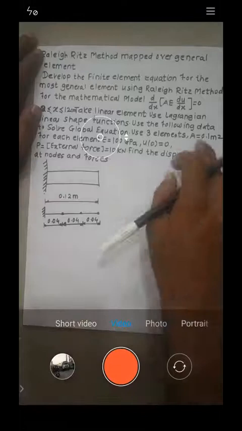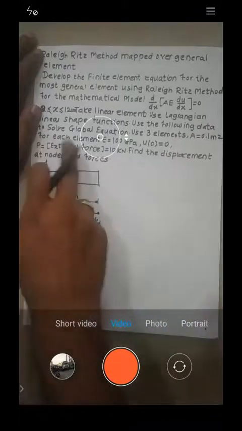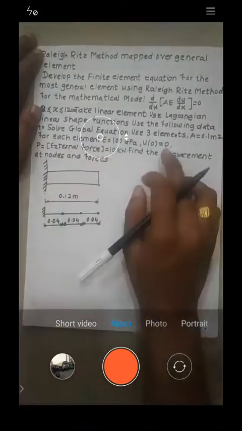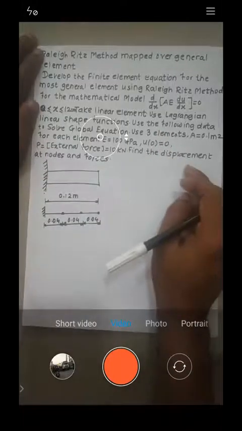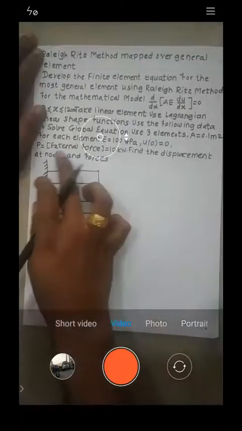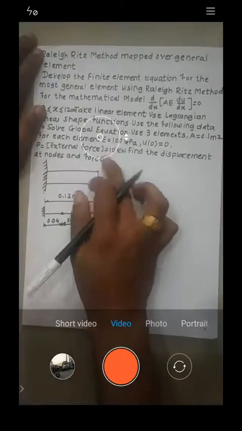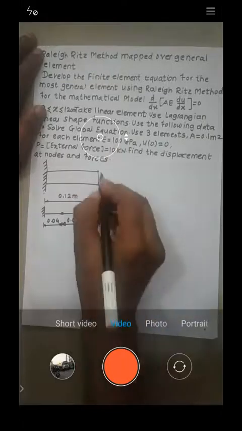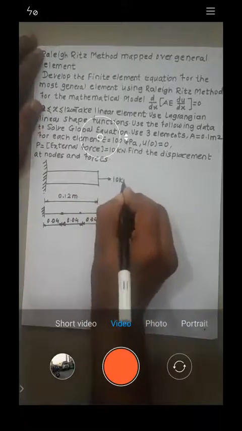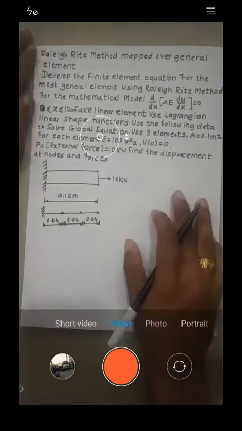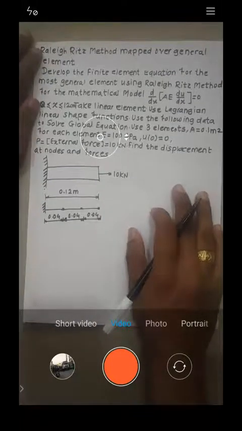I know the area of every element. A is known for each element. E is also known, and u is 0 when x is 0. That means this is fixed at one end. Okay? And what force did they apply? Some force they applied here, right? They applied 10 kilonewton.